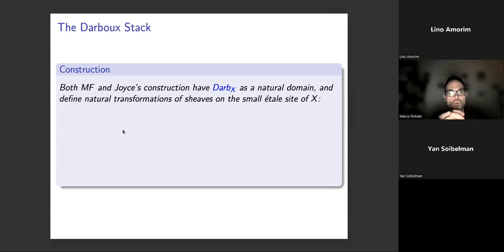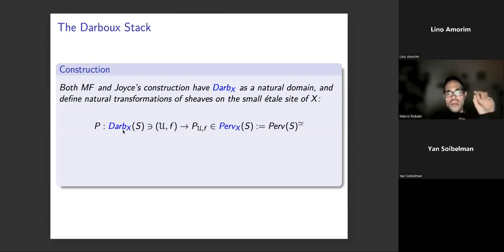Both to glue MF and to glue the perverse sheaves, the Darboux stack is the natural beginning of the construction, in the sense that the perverse sheaf of Joyce is defined naturally as a map from the Darboux stack to the stack of perverse sheaves. This stack Perv_X sends every S étale over X to perverse sheaves on S. So this thing sends a local model to the perverse sheaf, and this is a map of stacks over the étale site of X.